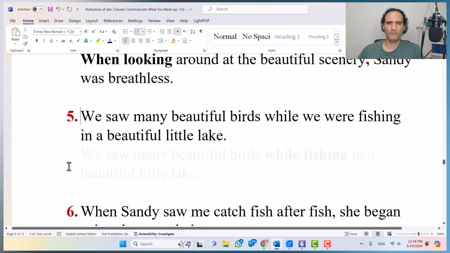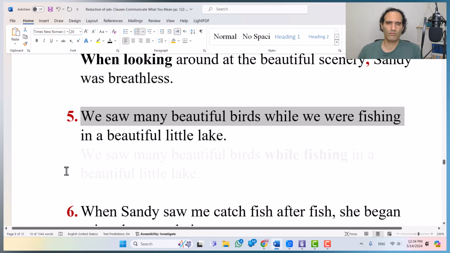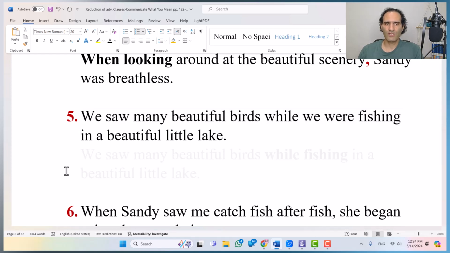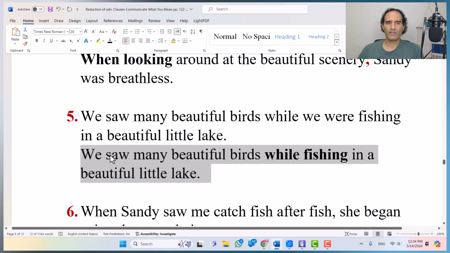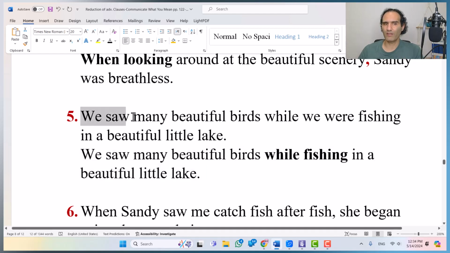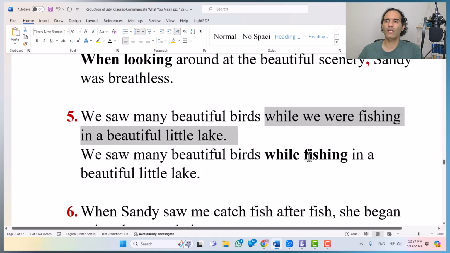Number 5, we saw many beautiful birds while we were fishing. So it is subjects the same. And here, interestingly, we started with a main clause. That's why we don't need a comma in between, and we will go with: we saw many beautiful birds while fishing. Be careful. Don't reduce the main clause. You can only reduce the adverb clause: while fishing in that beautiful little lake.